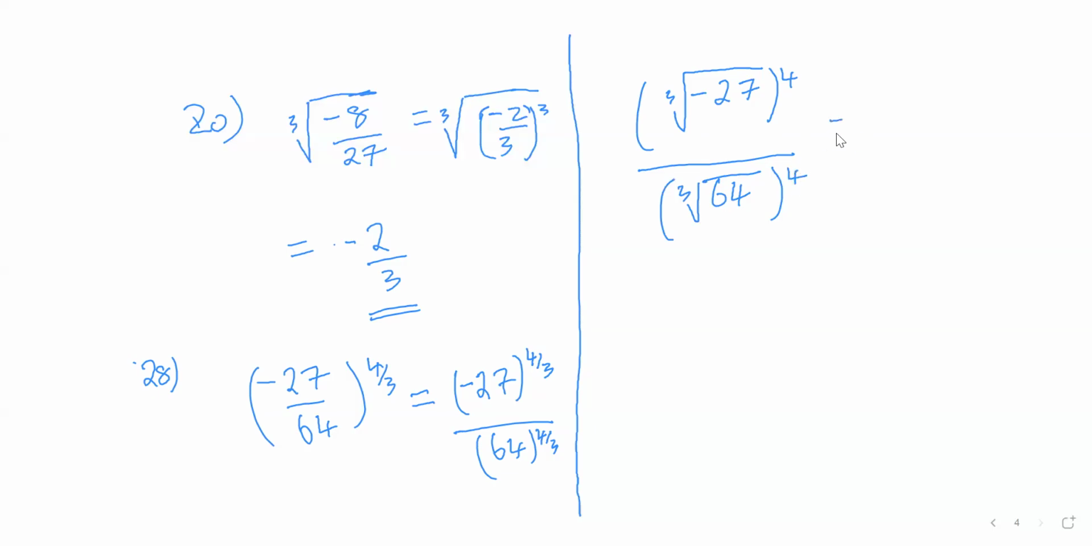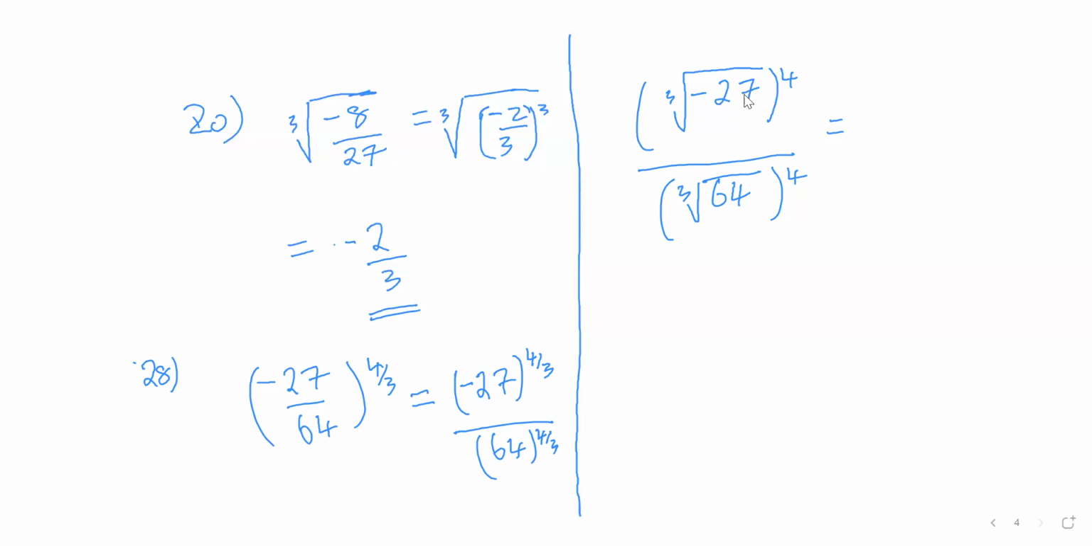Next thing I'm asking myself, how can I write 27 as the cube of some number? If I can manage to write 27 as a cube of some number, then the radical and the power exponent will cancel each other again by our law 5 of radicals.